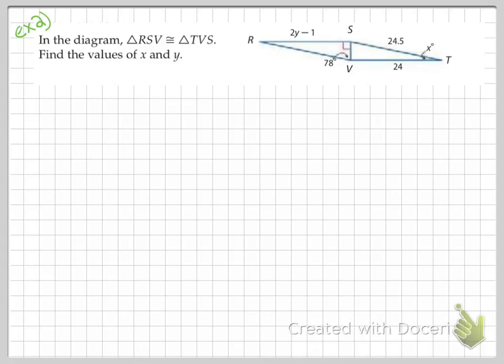So now let's look at this example. It says, in the diagram, we know that these 2 triangles are congruent to one another. Find the values of x and y from knowing that. Since these 2 triangles are congruent, we know that corresponding parts are congruent. So if we can find corresponding parts, then we can solve for x and y. Let's start with x. x stands for this angle right here, that would be angle T.